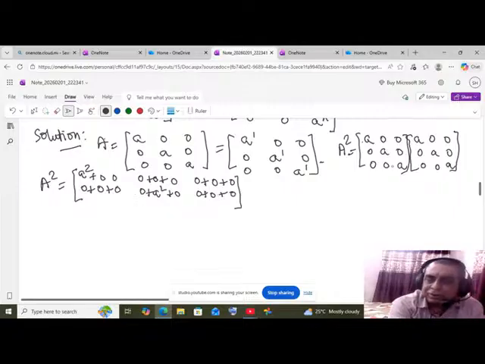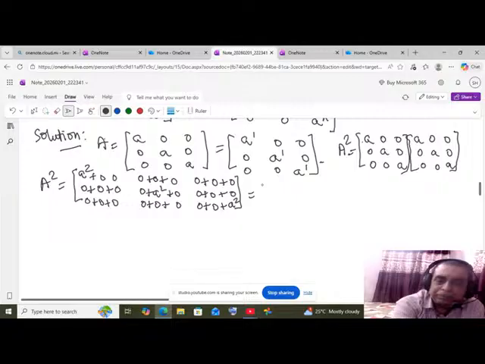Now multiply the third row of the first matrix with the first column of the second matrix. 0 times A is 0, plus 0 times 0 is 0, plus 0 times 0 is 0. Now the third row, second column. 0 times 0 is 0, plus 0 times A is 0, plus A times 0 is 0. Now third row, third column. 0 times 0 is 0, plus 0 times 0 is 0, plus A times A is A squared.